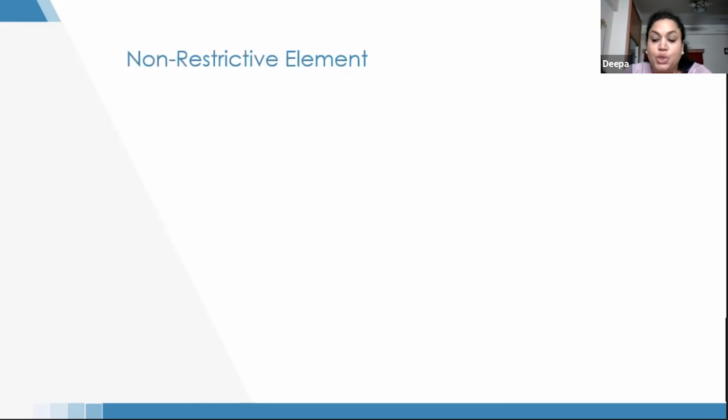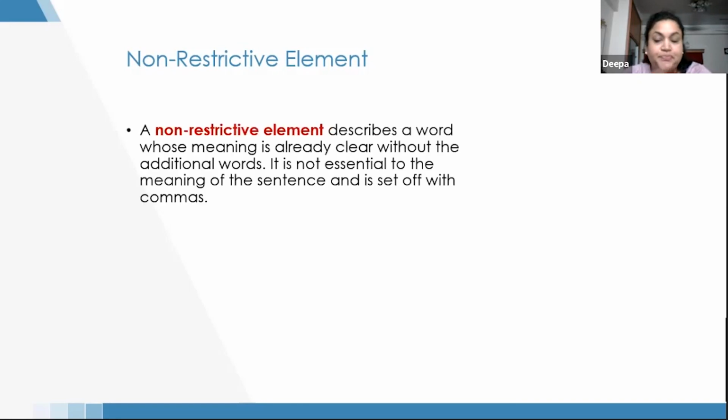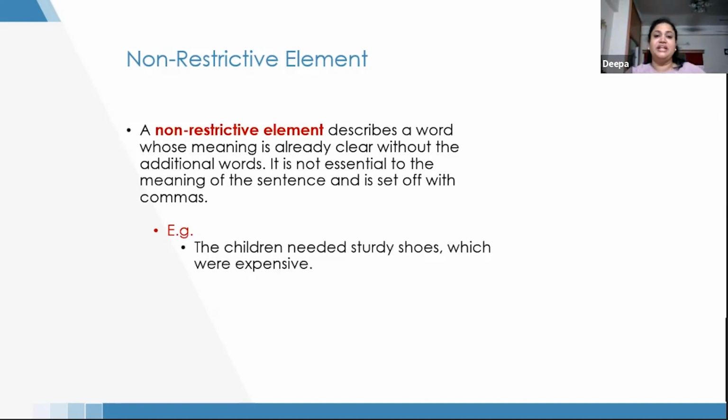So let's go to non-restrictive elements. A non-restrictive element describes a word whose meaning is already clear without the additional words. It is not essential to the meaning of the sentence and is set off with commas. So I think an example would give us a better idea. The children needed sturdy shoes, which were expensive.